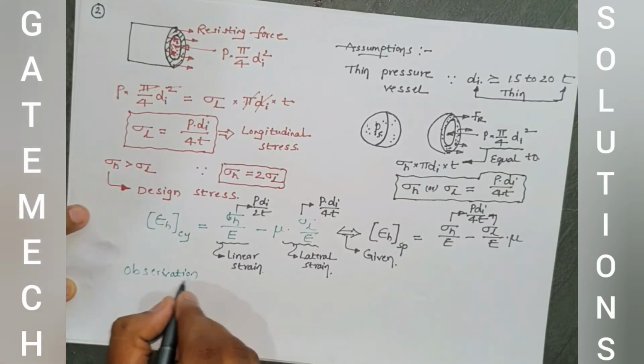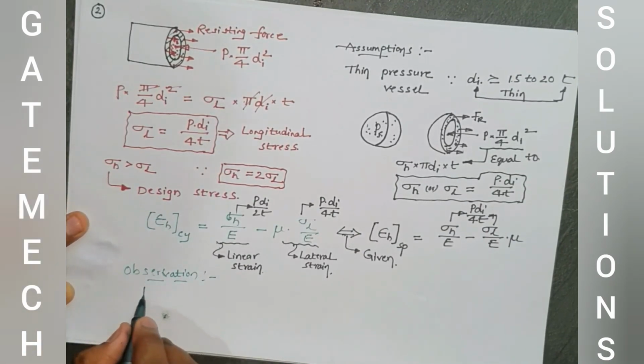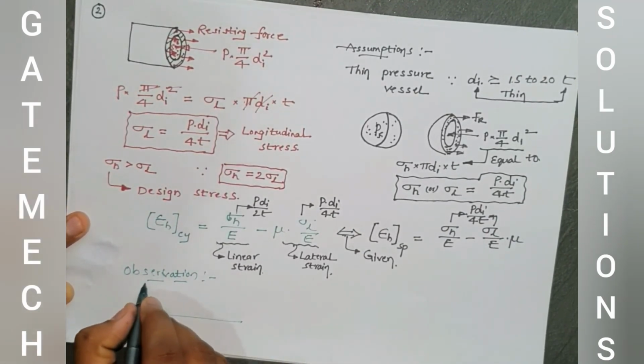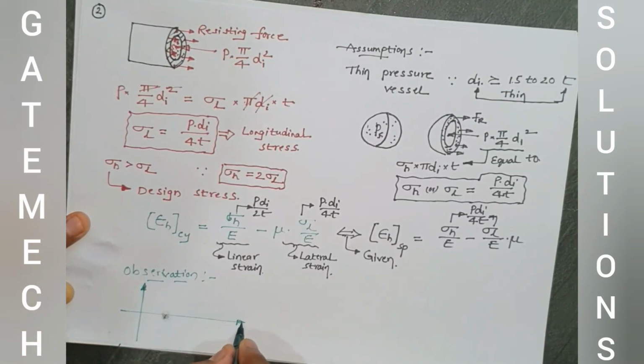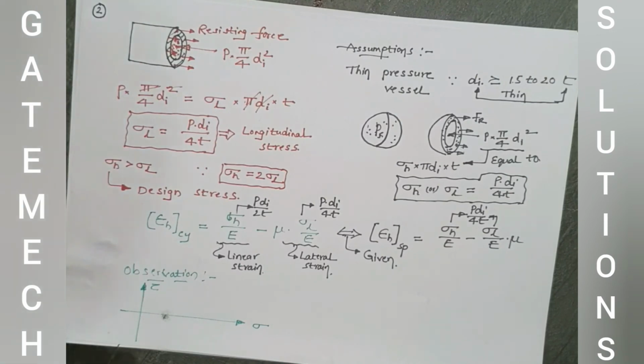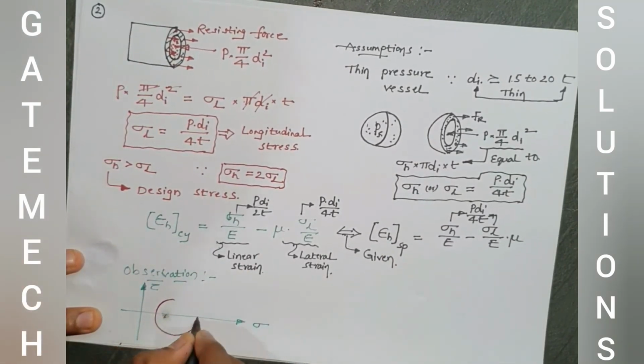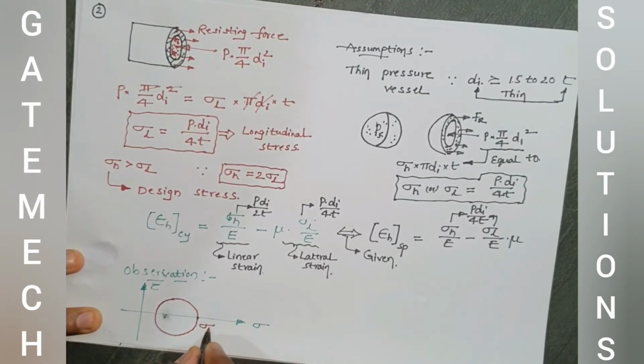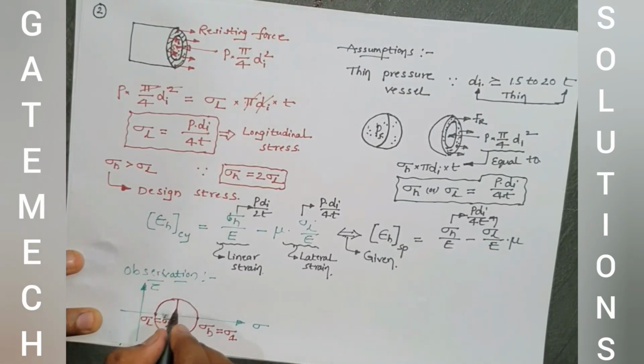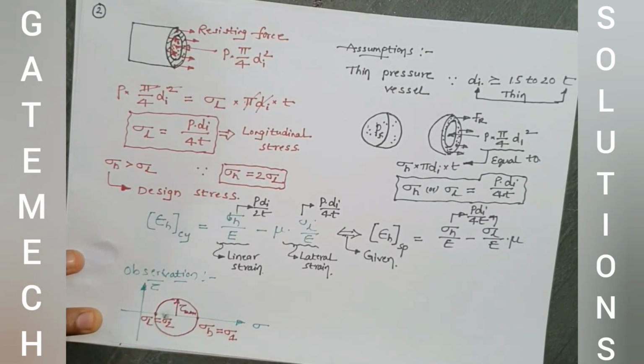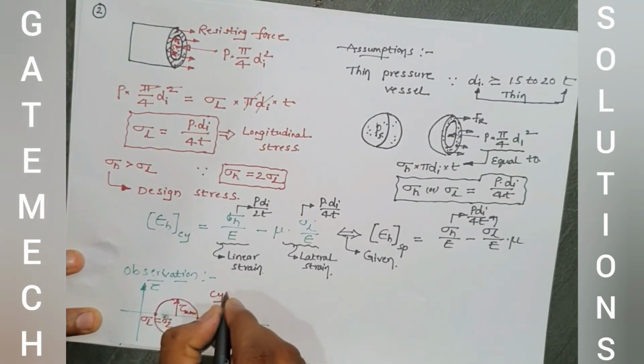Observation. If you want to draw the Mohr circle for a cylinder, as we already know, Mohr circle is the graphical representation between normal stress and shear stress. If you draw the Mohr circle for the cylinder, sigma H will be here, that is exactly equal to sigma 1. Sigma L will be here, that is exactly equal to sigma 2, and this is tau max. So this is the Mohr circle for the cylinder.